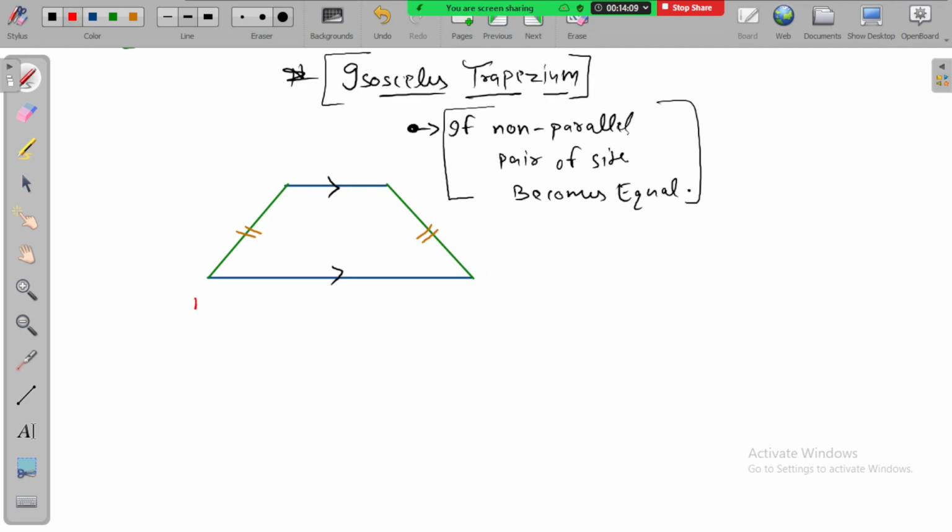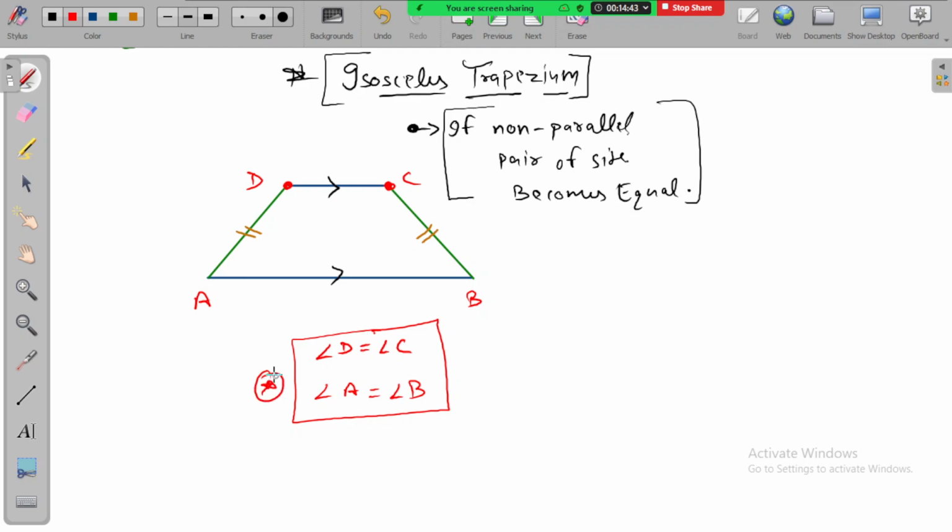So what's that special property? You can say the vertices where these non-parallel sides meet the parallel sides, those angles are equal to each other. So we can say angle D is equal to angle C, and angle A is equal to angle B. This is a property they have. Get it? So adjacent angles on the parallel sides are equal. Got it? Okay, good.